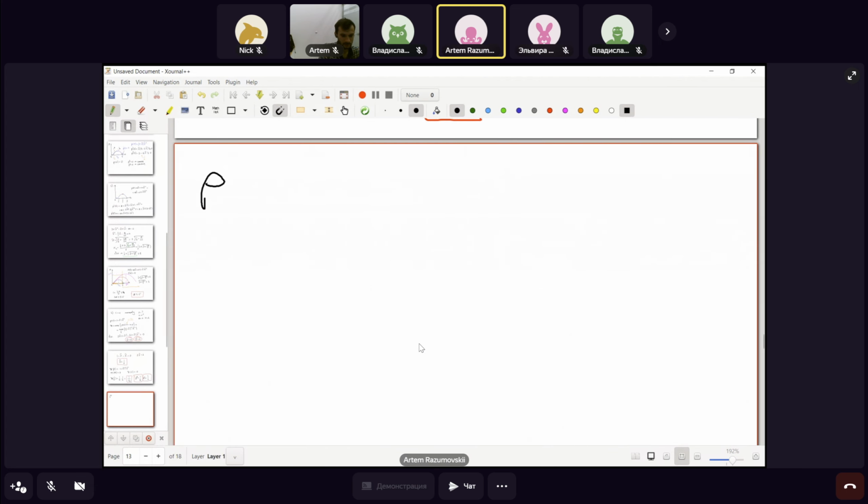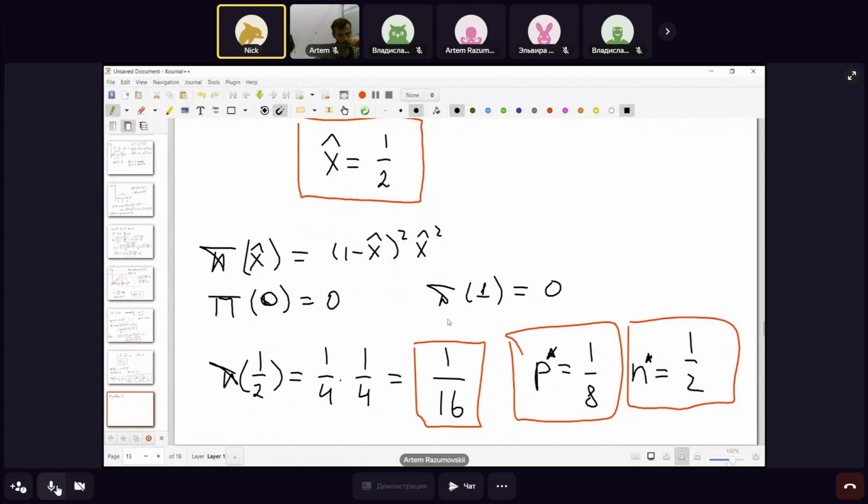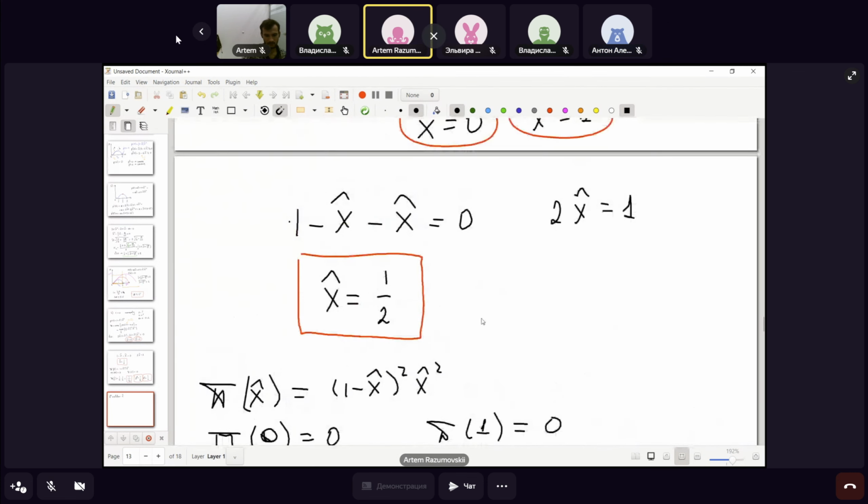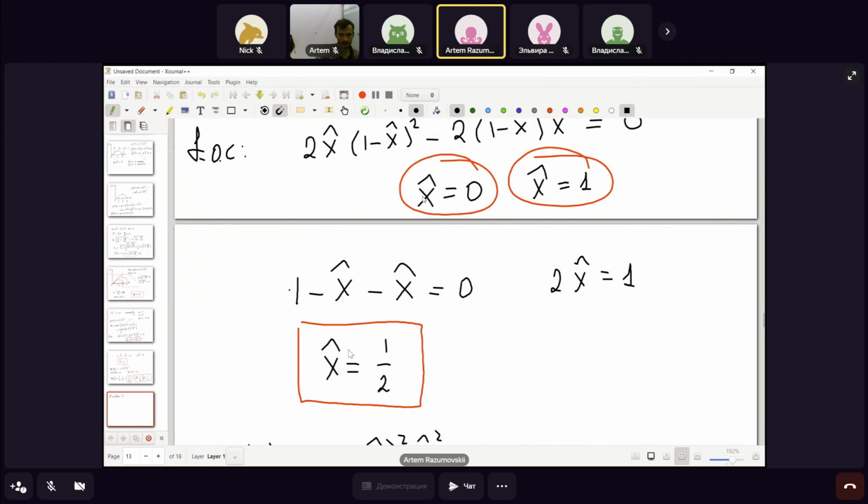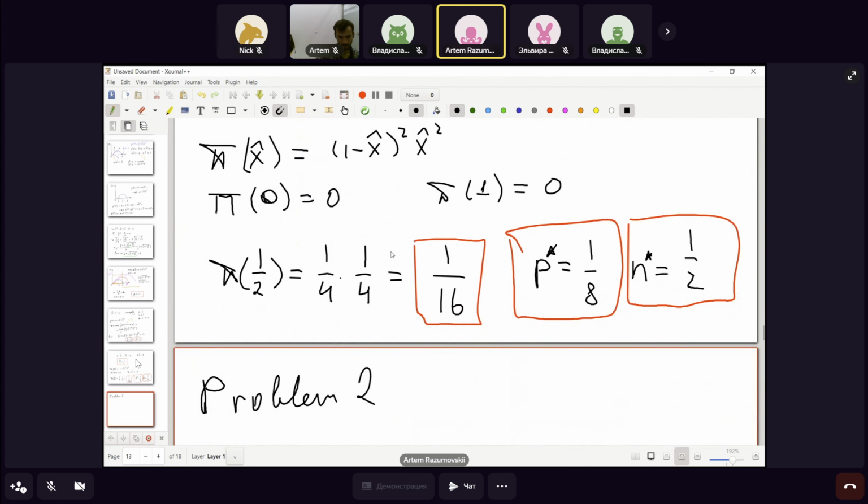Unless you have any questions about the first problem, let's move on. About the last idea, what should we be cautious about? When you maximize with respect to x, you can find several solutions to your first order condition equation: x equal to 0, x equal to 1, x equal to 1/2. But not all of them bring us the maximum profit. So you check and then pick the correct one.